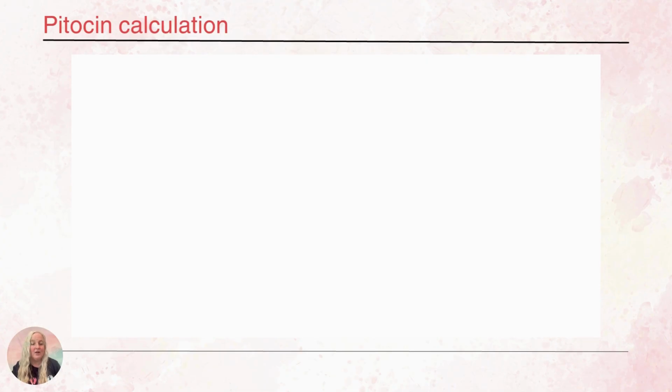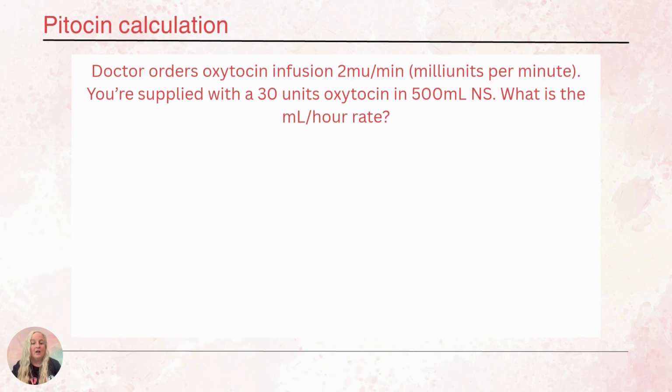We are going to solve a Pitocin calculation question. Our doctor has ordered oxytocin or Pitocin to infuse at 2 milliunits per minute. We're supplied with 30 units of oxytocin in 500 milliliters of normal saline. What is the milliliter per hour infusion rate?